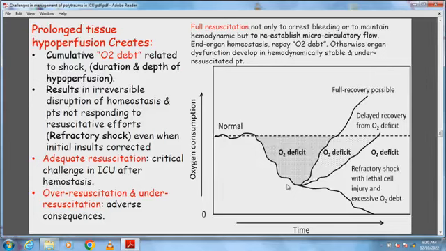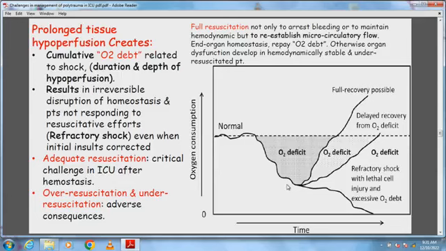So adequate resuscitation is a challenge in the ICU. Over-resuscitation and under-resuscitation have adverse consequences. Full restoration is required not only for arresting bleeding or maintaining hemodynamics, but to re-establish microcirculatory flow and organ homeostasis, basically to repay the oxygen debt, otherwise organ dysfunction is going to occur.